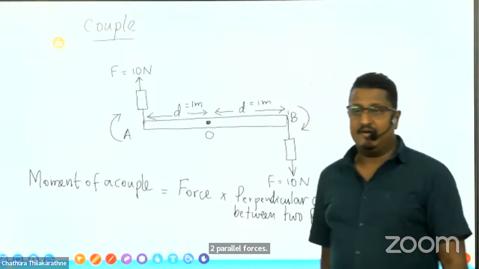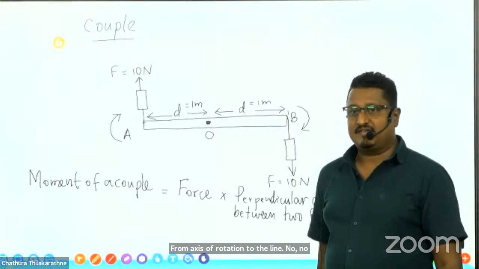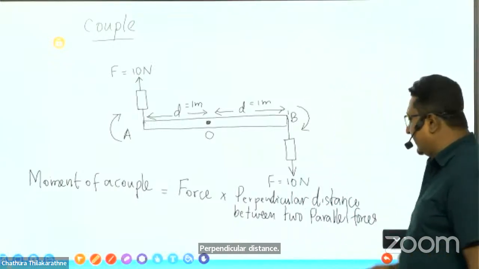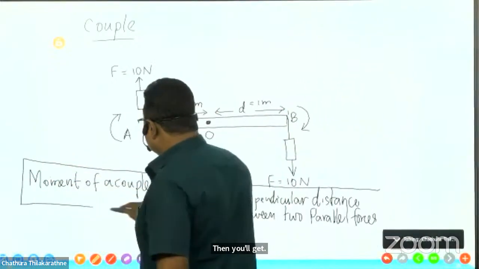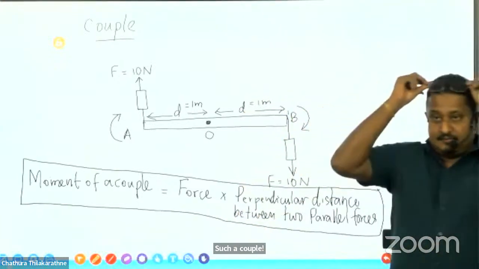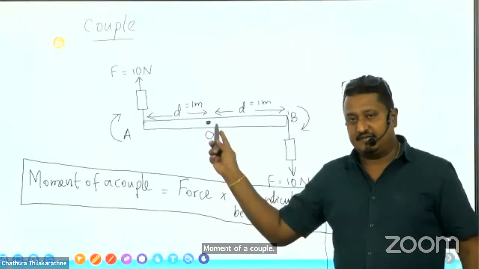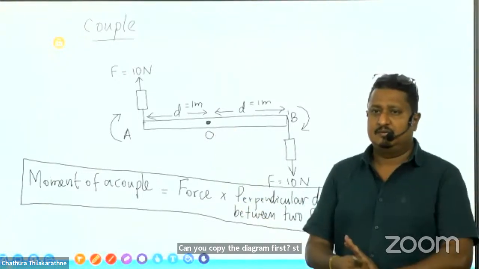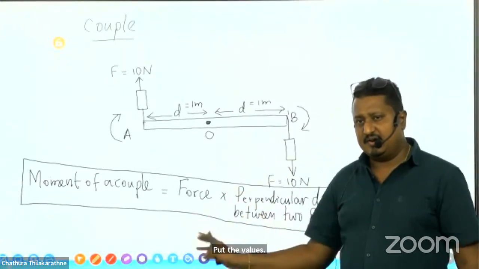Is it the perpendicular distance from the axis of rotation to the line? No, no, no. Perpendicular distance between the two forces. Then you will get the moment of such a couple. This is how we find the moment of a couple. Okay. Can you copy the diagram first? Draw this couple. Put the values. Don't write the equation yet.